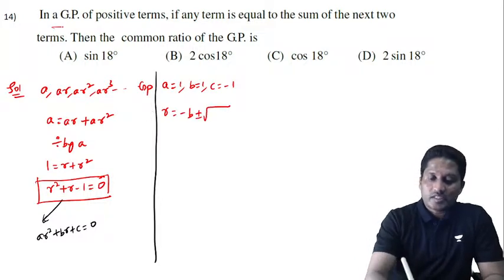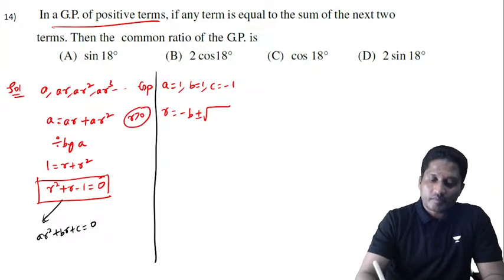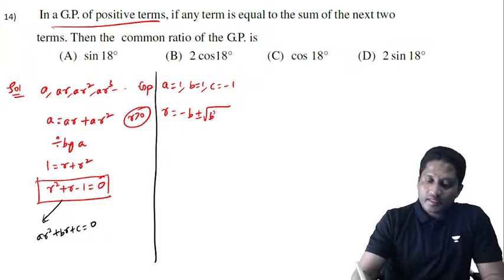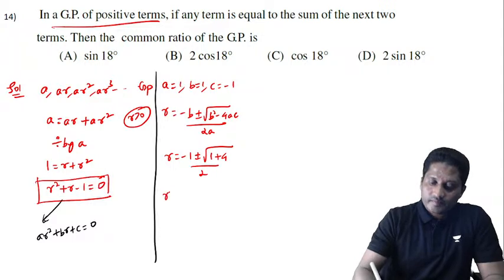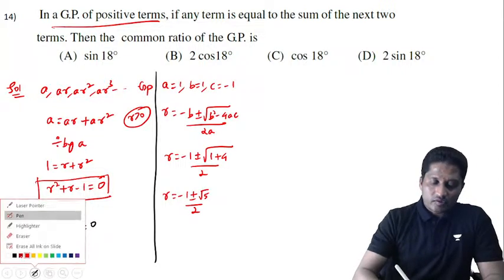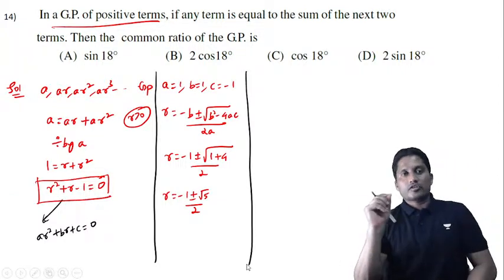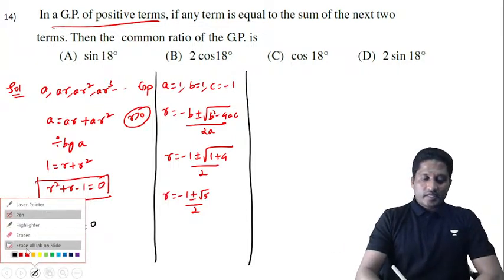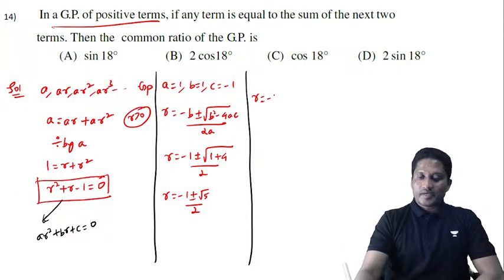You get r is equal to minus b plus minus root of b square minus 4ac by 2a. It is given in the question GP of positive terms means common ratio should be positive. Minus 1 plus minus root of 1 minus 4ac, that is plus 4, by 2a, minus 1 plus minus root 5 by 2. Now as I told, in a GP of positive terms, common ratio should be positive. So I should take r is equal to minus 1 plus root 5 by 2. Don't take the negative value.